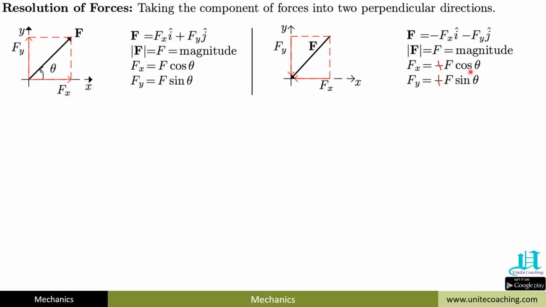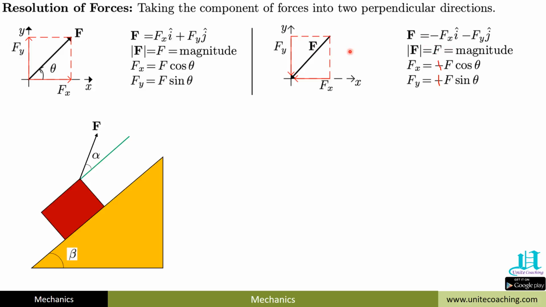So this is how we take the components of a given vector along the two perpendicular directions. Now suppose we have a wedge, let's name them: this is wedge B, and this is a block A placed on top of wedge B.